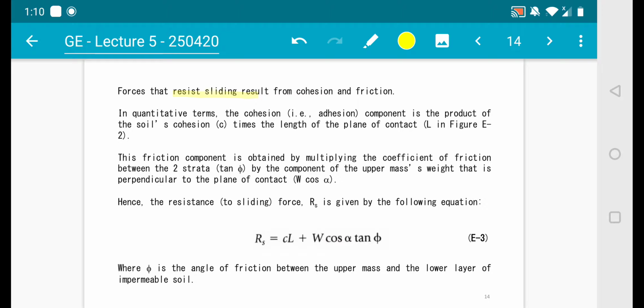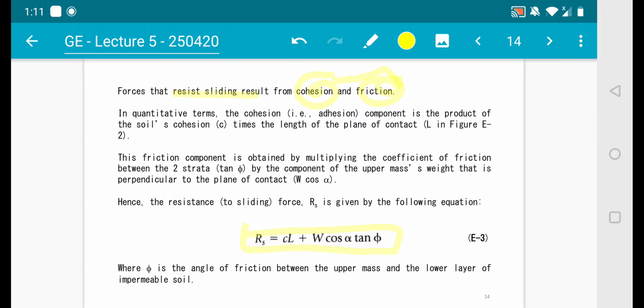So in quantitative terms, the cohesion component is the product of the soil's cohesion times the length of the plane of contact. The friction component is obtained by multiplying the coefficient of friction between the two strata by the component of the upper mass weight that is perpendicular to the plane of contact. So in the end, the resistance is calculated as follows, by considering a parameter from the cohesion and also from the friction. So these two are a good thing in the slope. It's a positive aspect. So the next formulation is derived, which is given by E3.